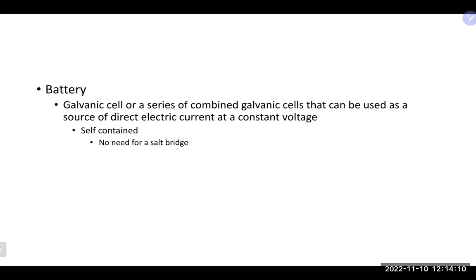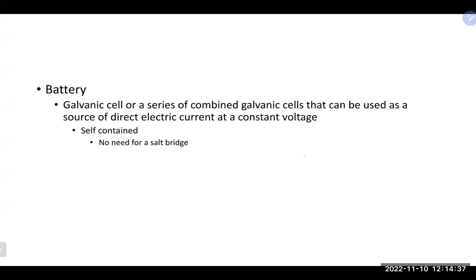But a battery is really just a galvanic cell or a series of combined galvanic cells that can be used as a direct electrical current at a constant voltage. They're self-contained. They have no salt bridge. They also have no beakers or sloshing solutions usually, right? So it's all a built-in system, but it really is still a galvanic cell.